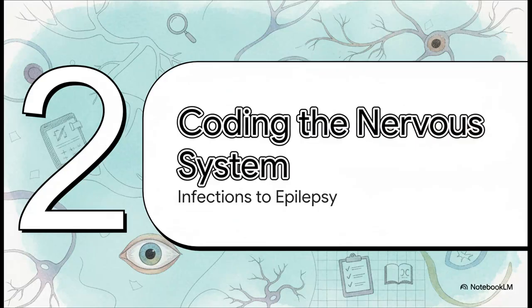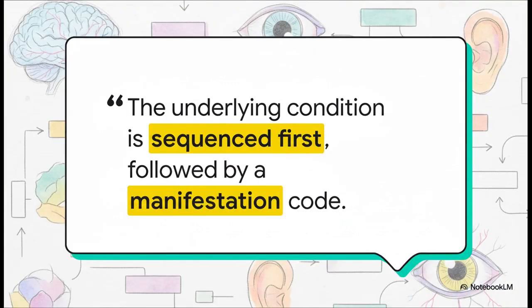All right, so with that big picture in mind, let's zoom in a bit. By looking at a few key conditions, we can really uncover the core principles that every single coder lives by. We're going to focus on three big ideas: sequencing, specificity, and the absolute importance of documentation. Okay, first up, and this is arguably the most important principle of all, sequencing. This isn't just some random rule. It's about telling the patient's story in the right order.